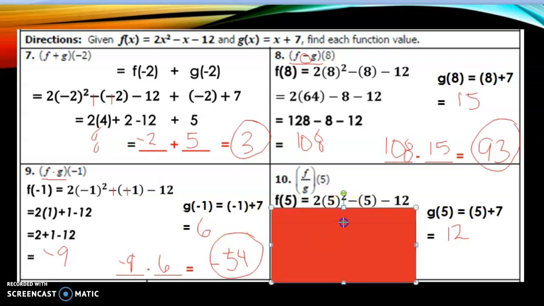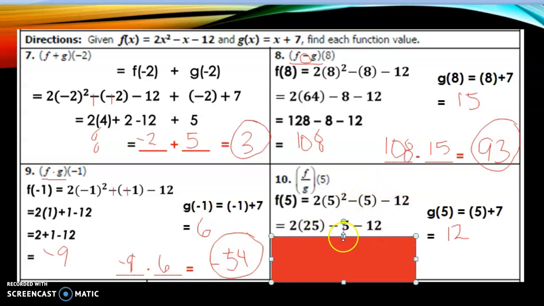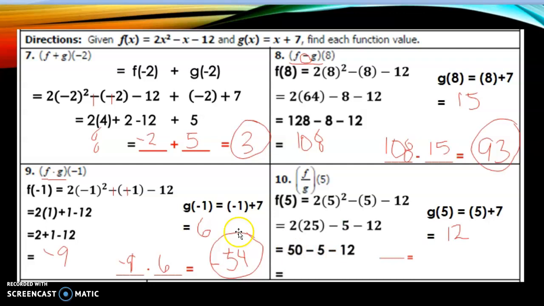Well, 5 squared, that's 25. So we have 2 times 25 minus 5 minus 12. Well, 2 times 25 is 50. 50 minus 5 minus 12. 50 minus 5 is 45. 45 minus 12 is actually 33.